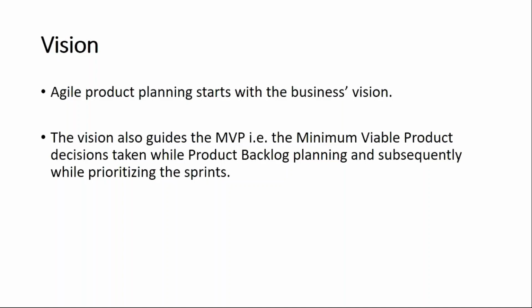So the vision also guides the MVP. Are you familiar with this word MVP? No. What is MVP? It is called minimum viable product. That is the full form of MVP. We're talking about the sprints, right? After 2 or 3 sprints, when you club those deliveries, you can go for a release.